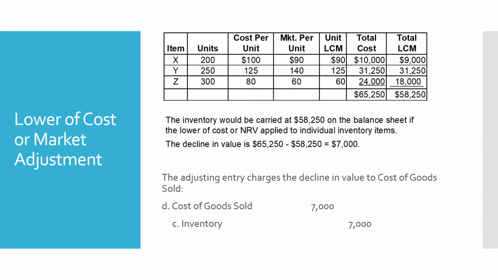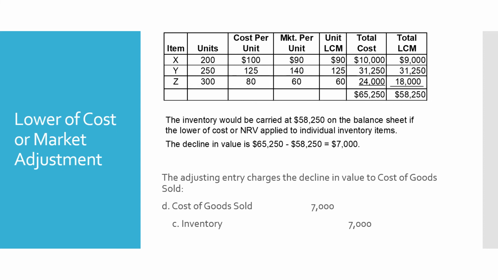When we apply the lower of cost or market for the units of X, we have 200 units, LCM is 90, so the total LCM for those units is 9,000. For the units of Y, we have 250, LCM for those units is 125, so 250 times 125 is 31,250. And then for our 300 units of Z, LCM is 60, 300 times 60 is 1,800. So we have applied LCM to each of those inventory items, and the total LCM is 58,250.